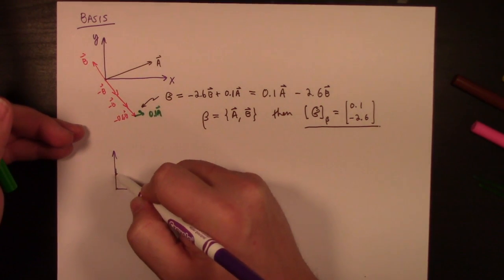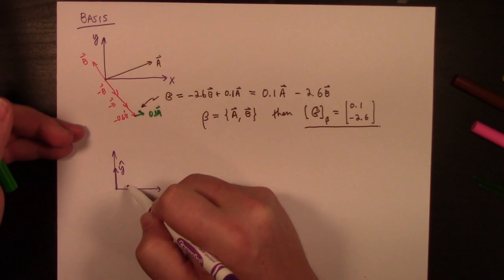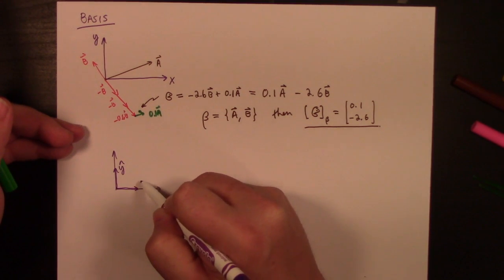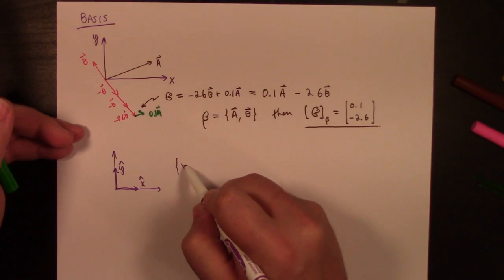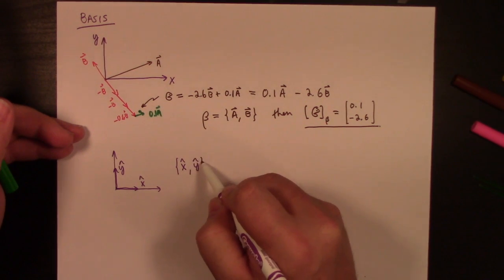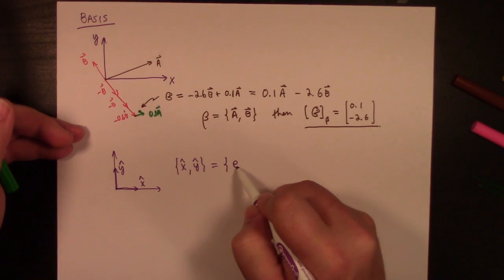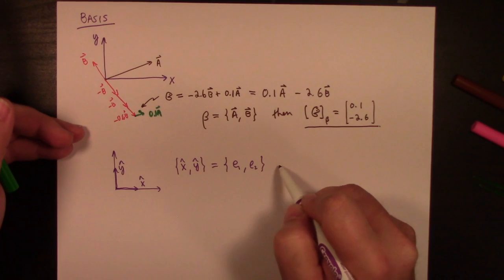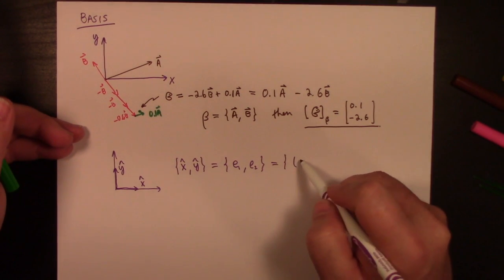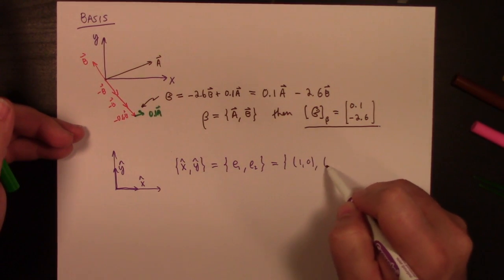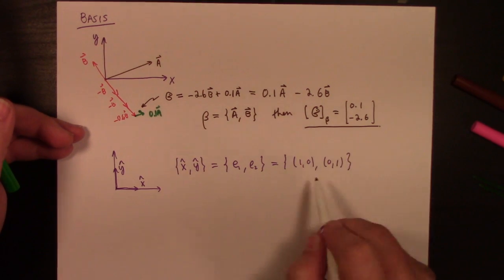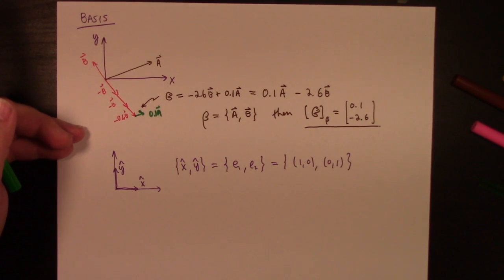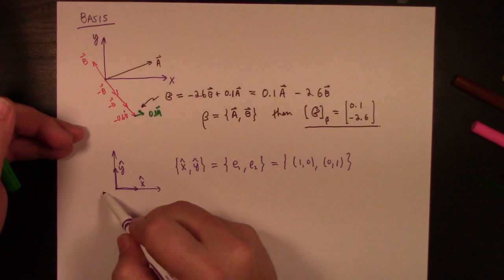And the simplest example would be even easier. If you take my physics with me, I might call this y hat, and this x hat, and of course those form a basis, right? That's the standard basis. Or we usually use this notation here, E1, E2, which is (1, 0), (0, 1). So that forms the basis for R2, and that's a starting point.